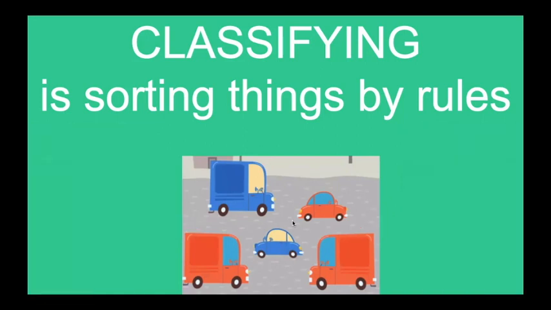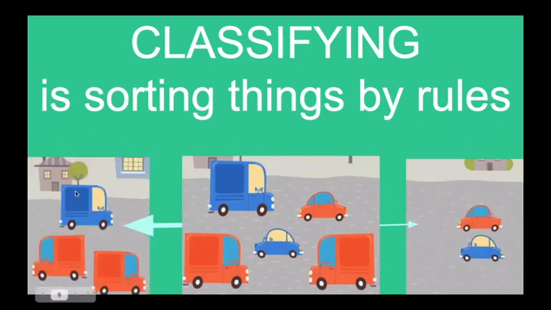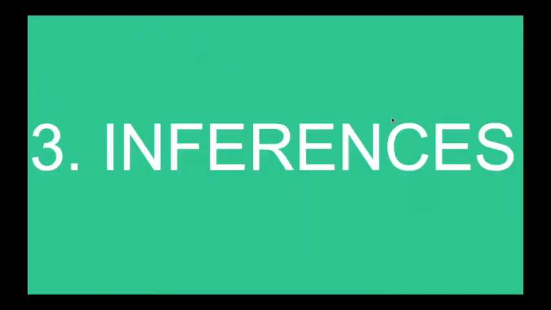Or we can classify them by a different rule, in 2 groups by size. For example, we have large cars and small cars. We have 3 large cars and 2 small cars. All right, classifying. Next one, number 3.